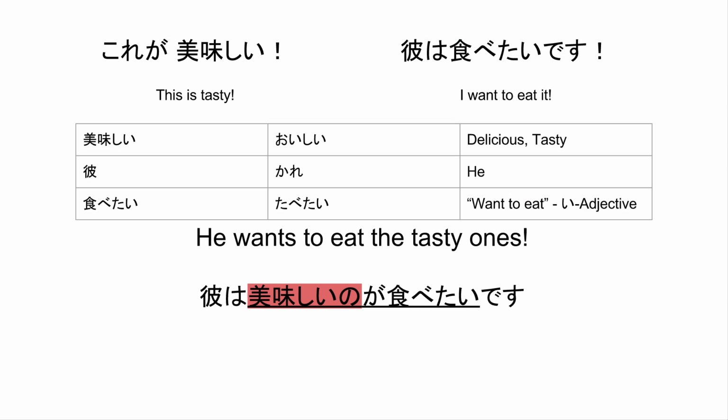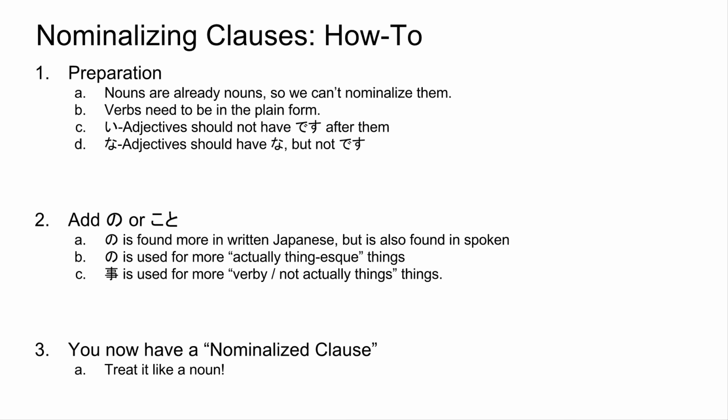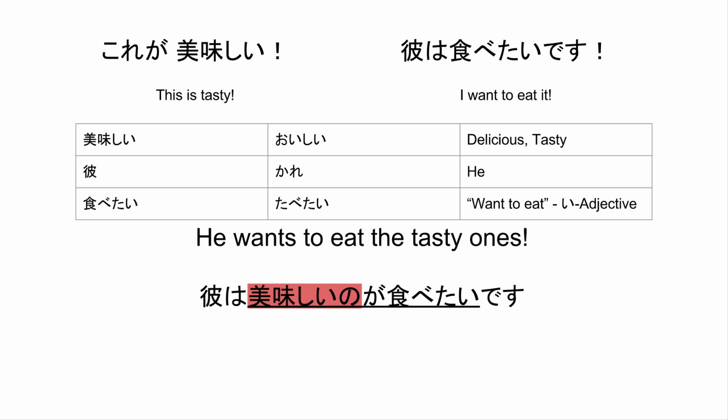Here are some examples. These are all the sentences that we did earlier. Kore ga oishii, France ni iku, and so on. I'm just going to turn them into clauses with another sentence. Kore ga oishii, this is tasty. And then we also have kare wa tabetai desu, he wants to eat. So how about we make this sentence, he wants to eat the tasty ones, the tasty things he wants to eat. So we say, kare wa oishii no ga tabetai desu.